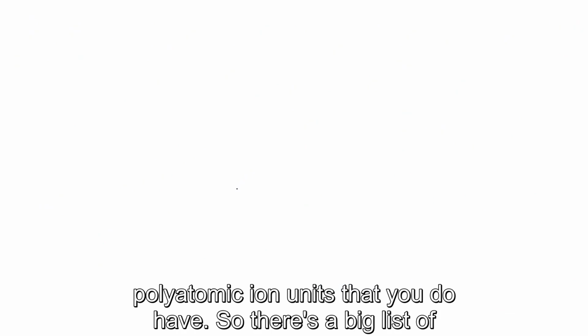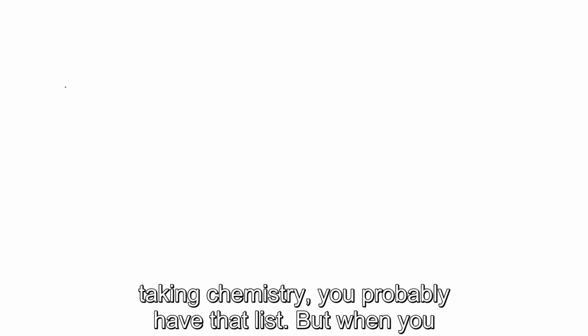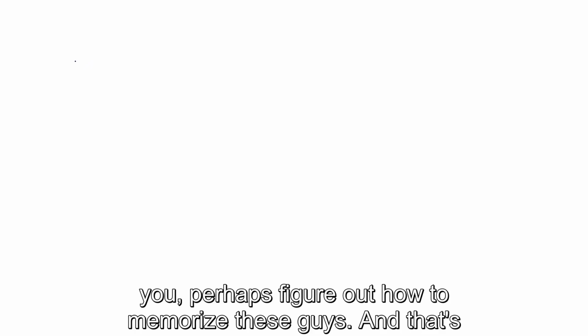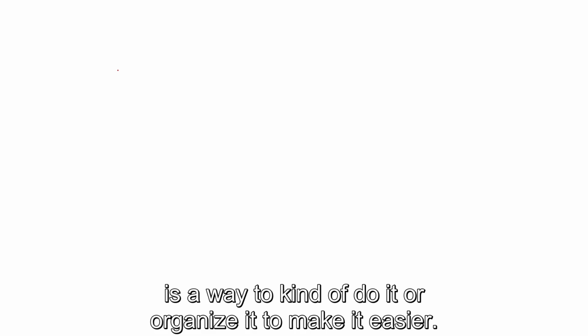So there's a big list of polyatomic ions, which you could probably find. And if you're taking chemistry, you probably have that list. But when you look at the list, you'll find a number of things that will help you perhaps figure out how to memorize these guys. And for most people taking chemistry, it kind of has to be memorized, these polyatomic ion names and their formulas. There is a way to organize it to make it easier.